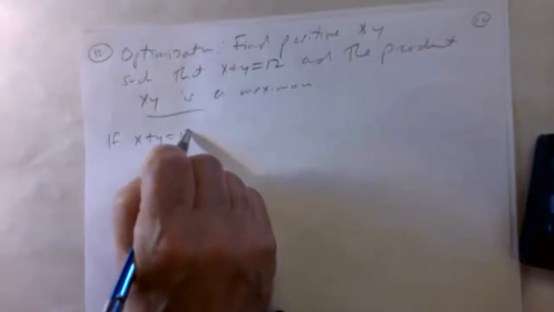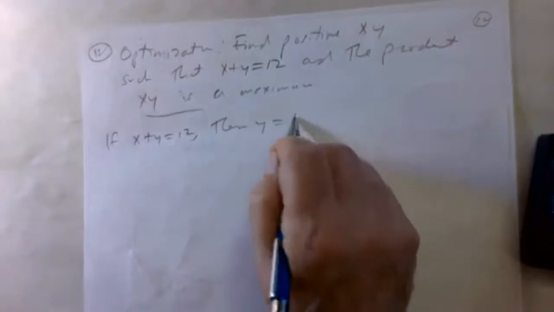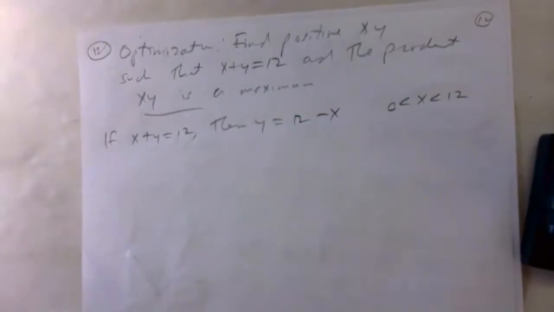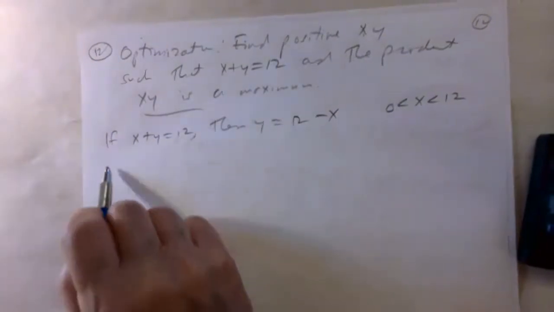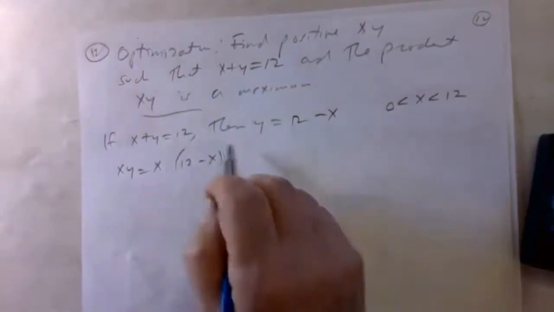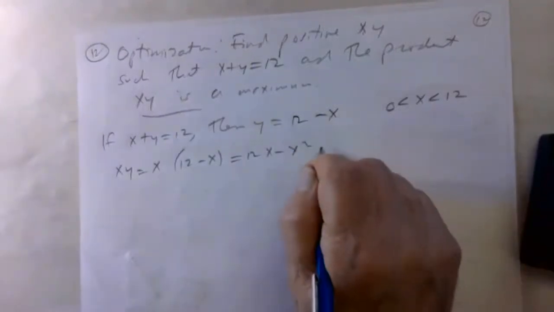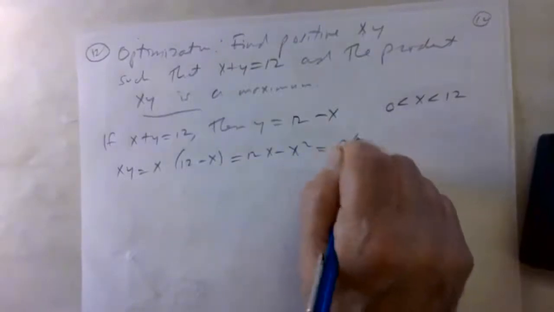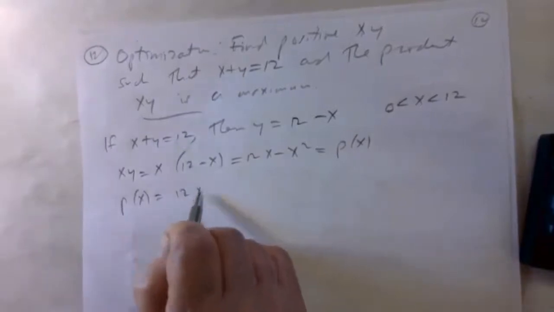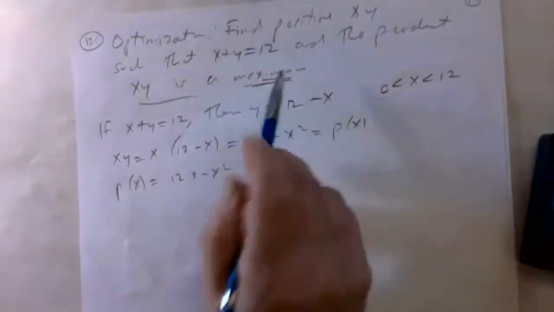If x plus y is 12, then y is determined by x. So y is always equal to 12 minus x. And x and y are positive, so x and y are both between 0 and 12. And xy is then x times 12 minus x, which is 12x minus x squared. Okay, that's my function. I'll call it p of x for the product. So p of x is 12x minus x squared. We want to maximize that.